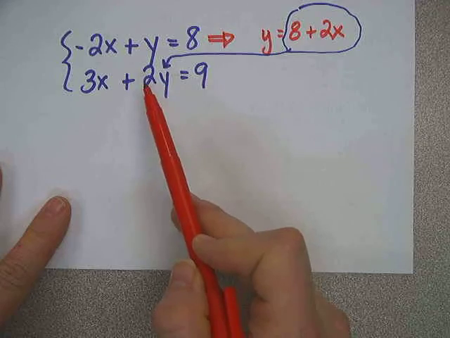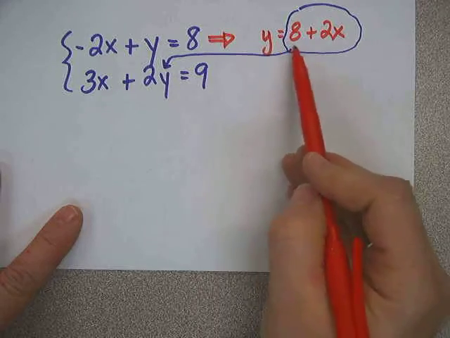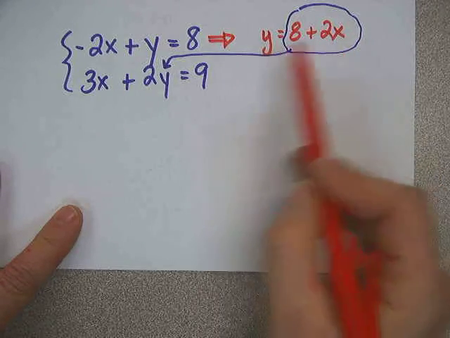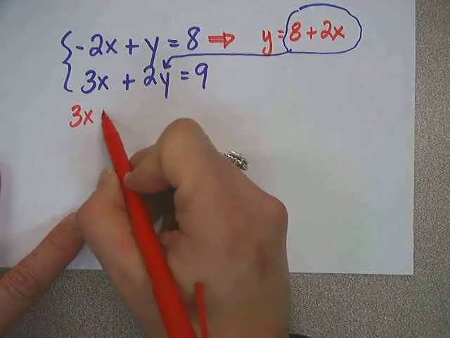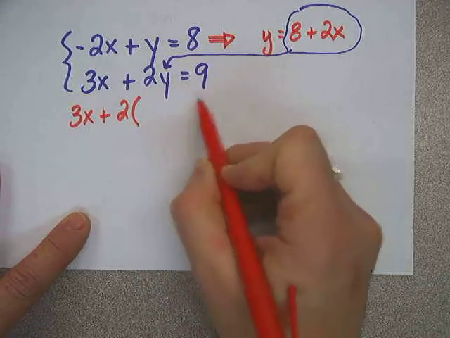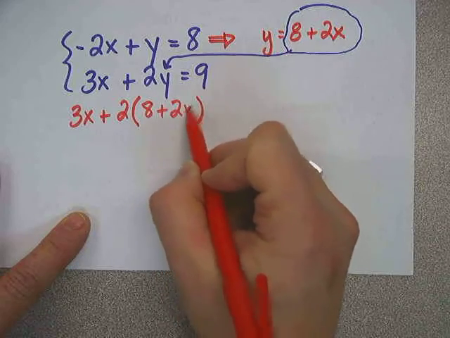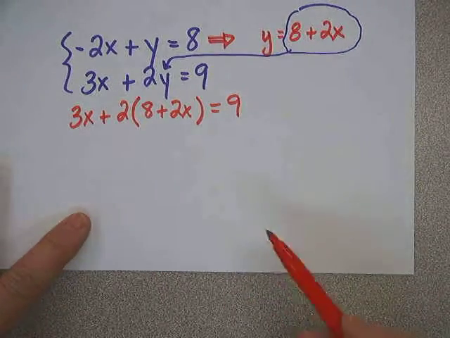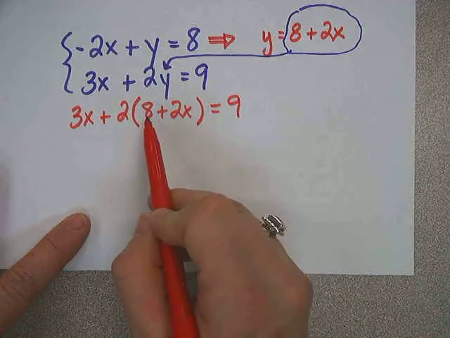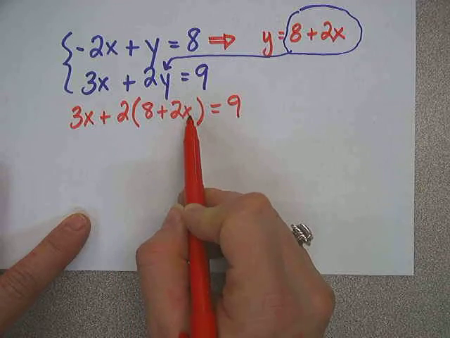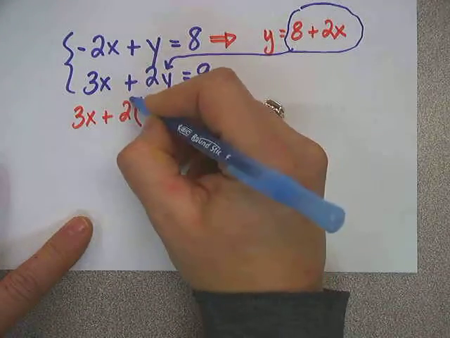Now notice that this is not just one y, this is 2y. So when we make this substitution, we're going to have to realize that this y value of 8 plus 2x has to be doubled. So it's going to look like this. We have 3x plus 2 times y, but in this case, y is 8 plus 2x. Notice how I use the parentheses there to set that substitution apart. And I also use the parentheses because we have to double this entire expression. We have to double 8 plus 2x, so that's the distributive property.